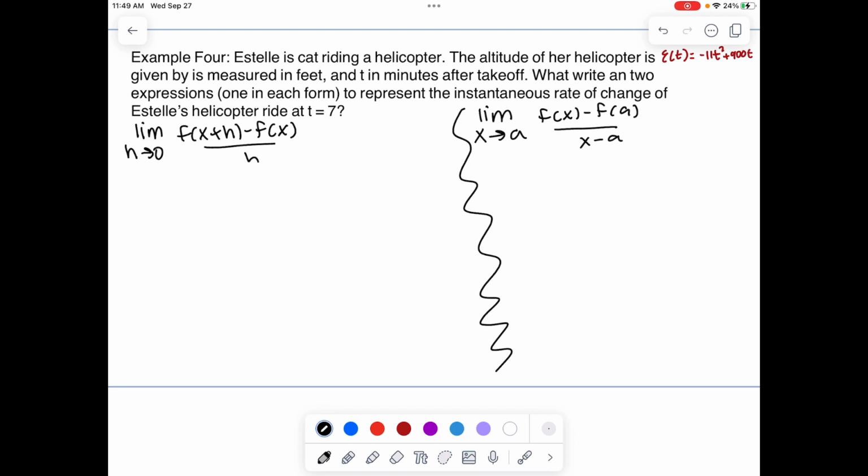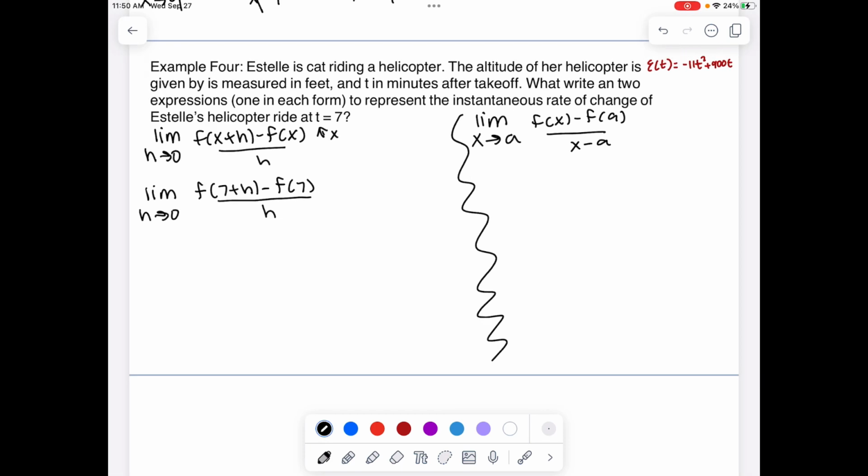So I go over to this first one. I'm concerned about Estelle's helicopter ride, specifically at t equals 7. So I'm going to go ahead and plug in t for all of the places. So I'm going to plug in, and this is just t is our variable. So we can also think about this as x. So I'm going to plug in 7 for all the x values. So f of 7 plus h minus f of 7 all over h.